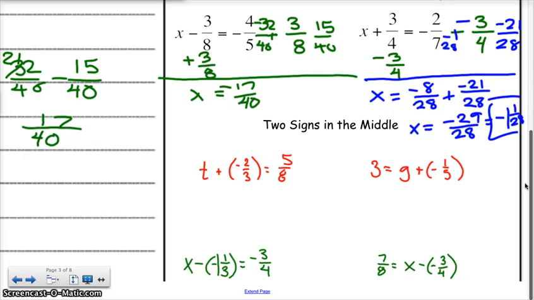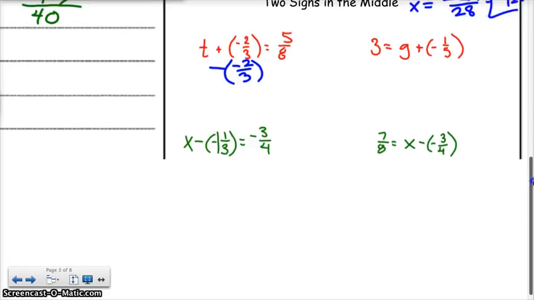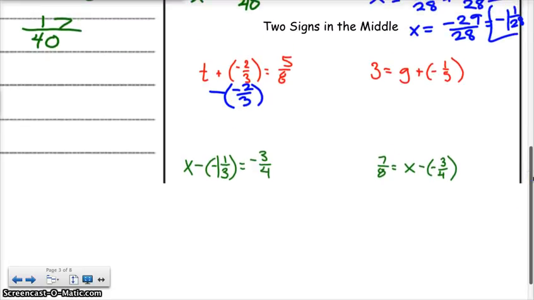T plus a negative 2/3. So the inverse of plus, I'm actually subtracting negative 2/3. But when you subtract a negative, what are you really doing? Adding. So on that other side, I'm going to write plus 2/3.